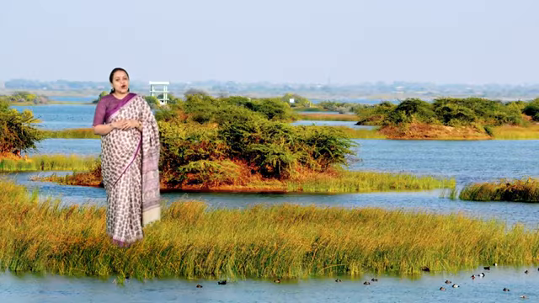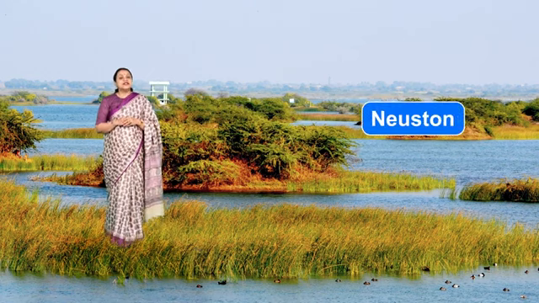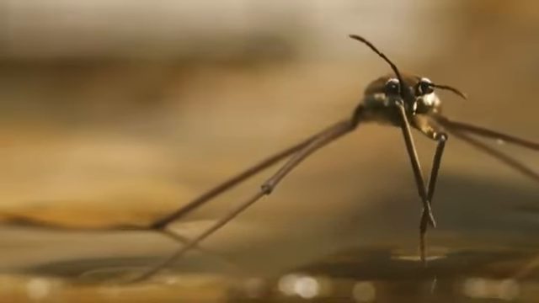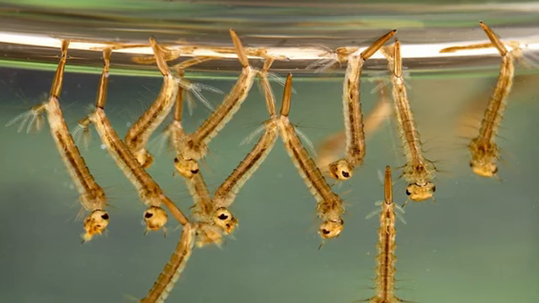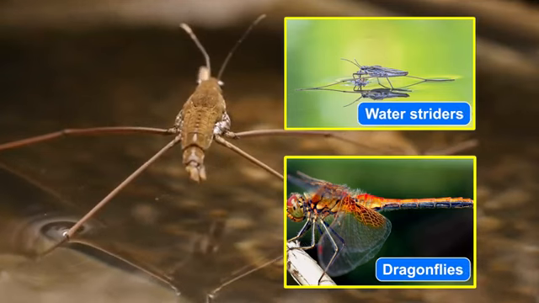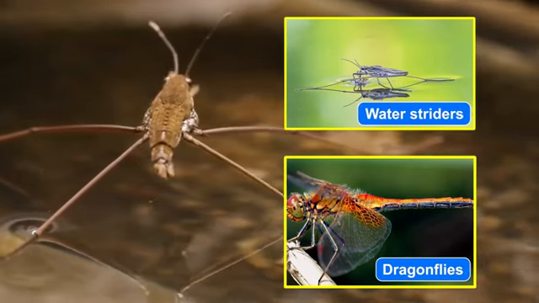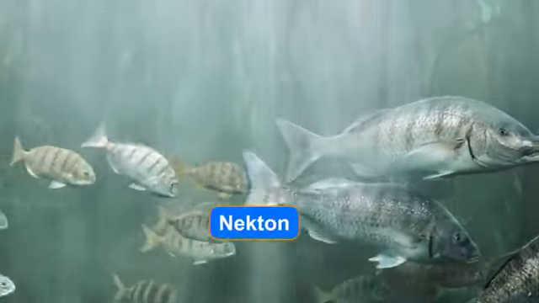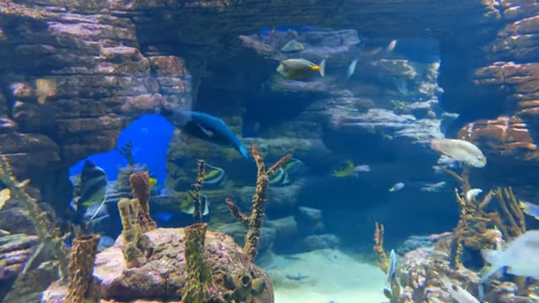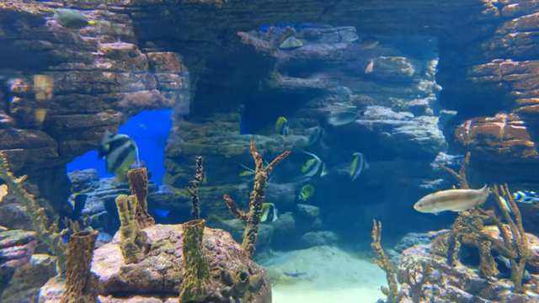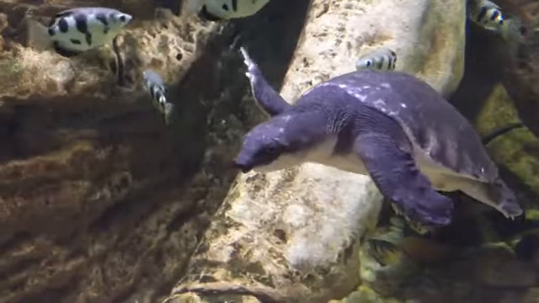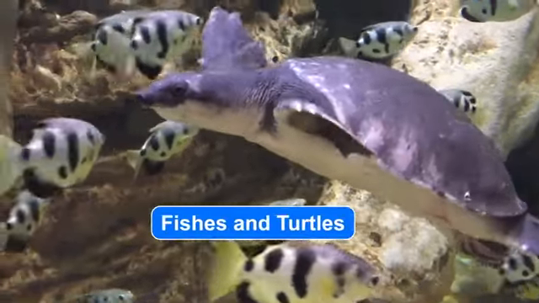Another type of animals found in wetlands are Neuston. These are also called Pleuston. They can live on top of the water surface or may be attached to the underside of the water surface. Examples are water striders and dragonflies. The third category is Nekton. This is an assemblage of pelagic animals that swim freely independent of water current or wind. Examples of such animals are fishes and turtles.